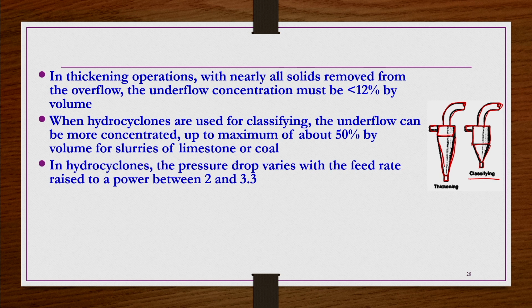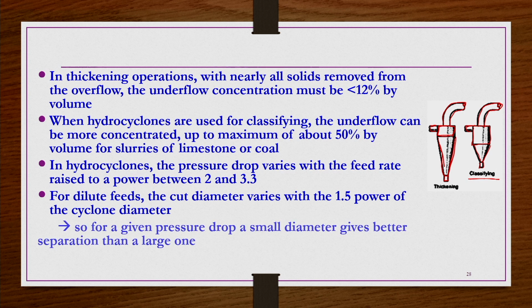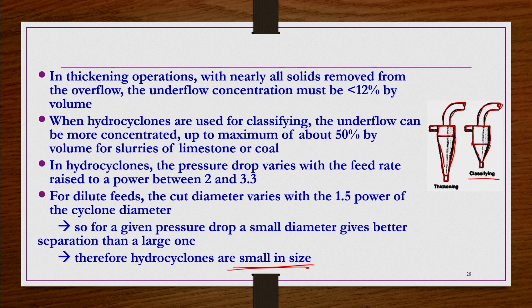In hydrocyclones, the pressure drop varies with the feed rate raised to a power of between 2 and 3.3. For dilute feeds, the cut diameter varies with the 1.5 power of the cyclone diameter. These are some experimental observations. From the experimental observations, after doing some curve fitting, empirical correlations give these numbers. So, for a given pressure drop, a small diameter gives better separation than a larger one. Therefore, hydrocyclones are in general small in size.